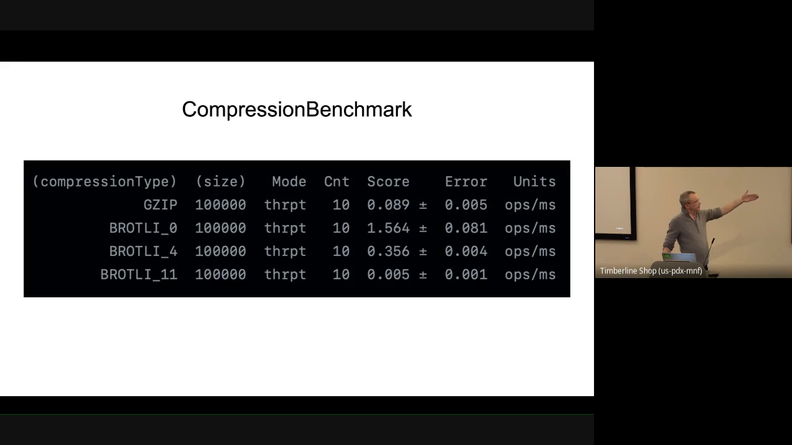And then it gives me the score. So that score is a number, and that number is operations per millisecond. So gzip was 0.089, and Brotli 0, which is the fastest mode for Brotli, was 1.5. But Brotli 4 is sort of in the middle, and that's actually the default. Brotli quality 4 is the default for the Netty framework. So by default, Netty will always do Brotli compression at level 4. But anyway, you can see level 4 Brotli outperforms gzip.